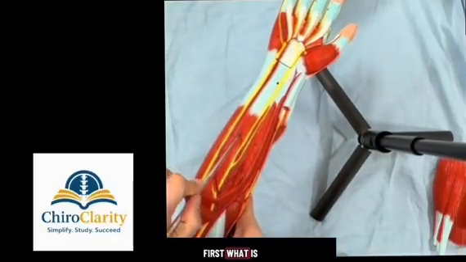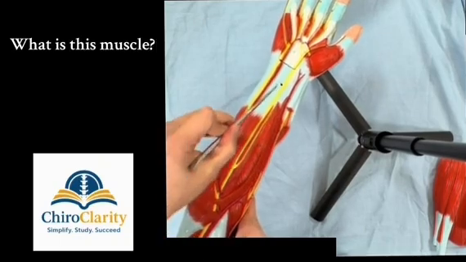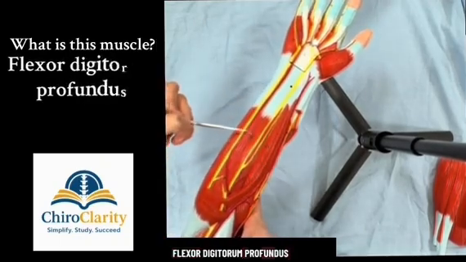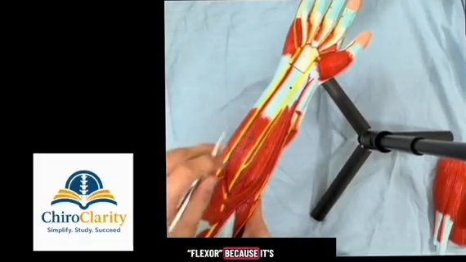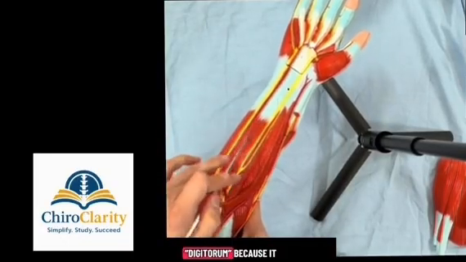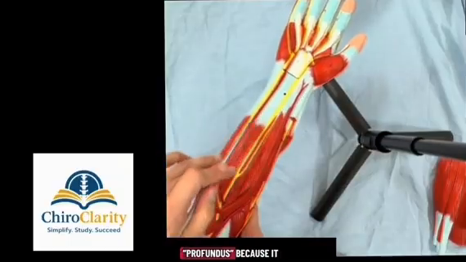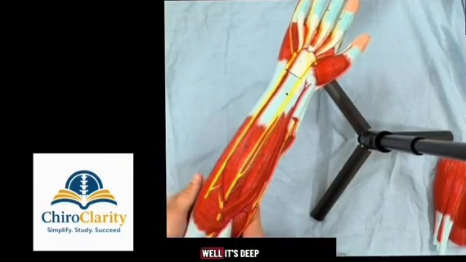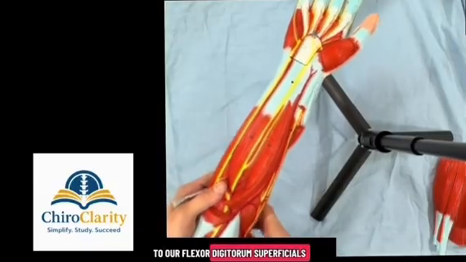First, what is this muscle? This is our flexor digitorum profundus. Flexor because it's in the anterior compartment, digitorum because it flexes our digits, profundus because it is deep. And what is it deep to? Well, it's deep to our flexor digitorum superficialis.